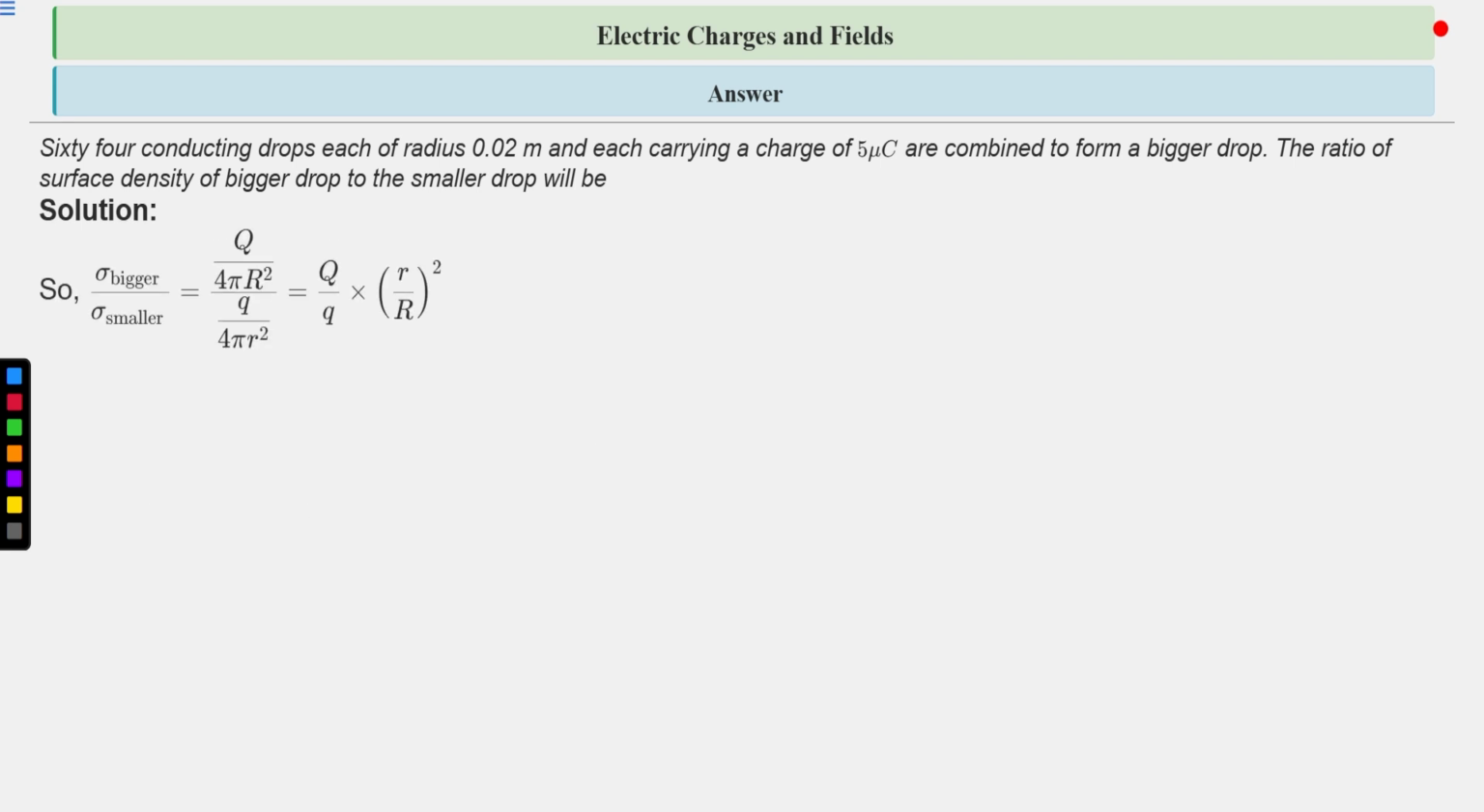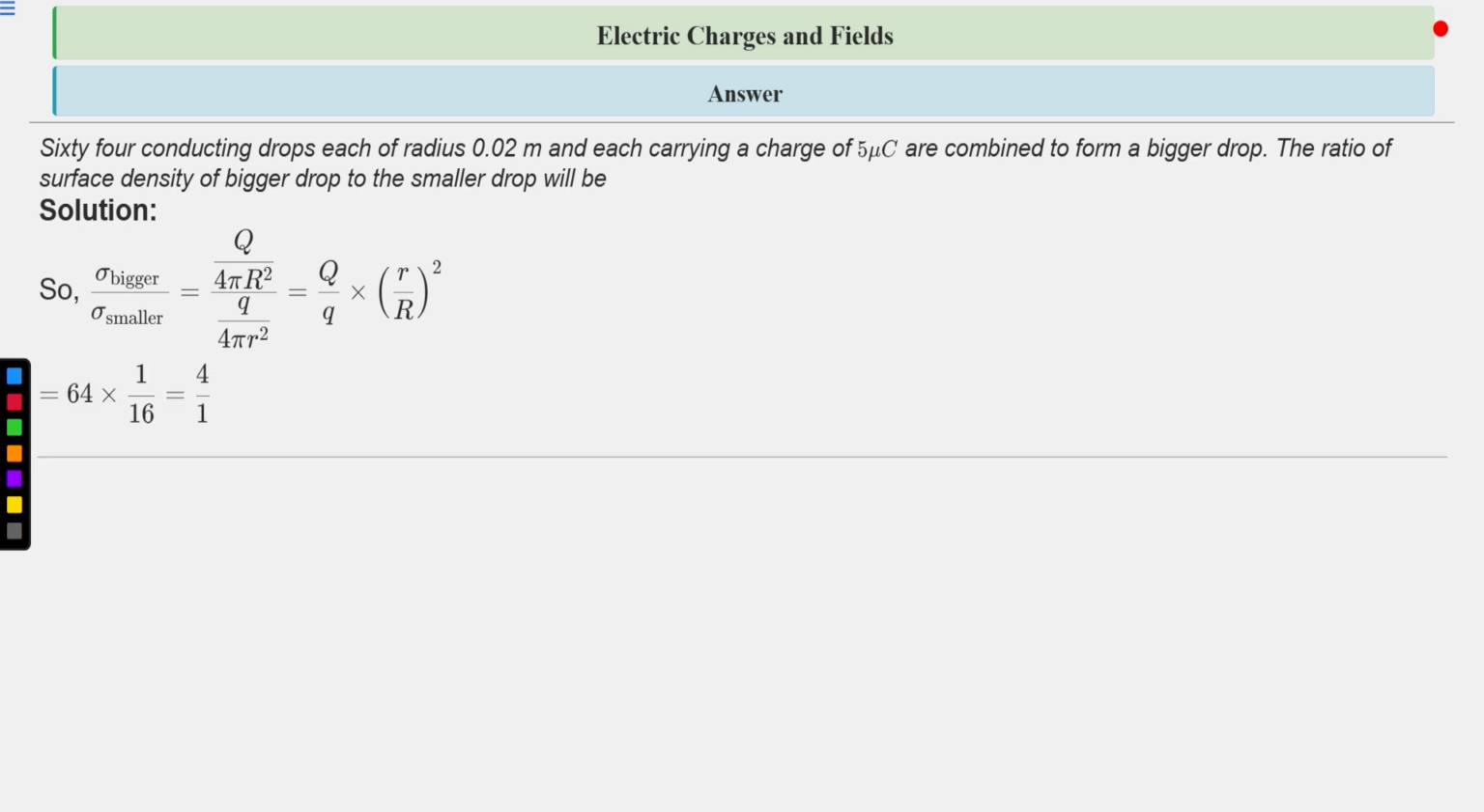Now we will calculate the ratio of the surface charge density of the bigger drop to the smaller drop, which is equal to capital Q by 4 pi capital R square, where R is capital because we are considering the area of the bigger drop and capital Q is the charge on the bigger drop, upon small q by 4 pi small r square, that is the surface charge density of the smaller drop. That equals capital Q by small q into small r by capital R whole square. So this is the simplified equation. Now we will put the values.